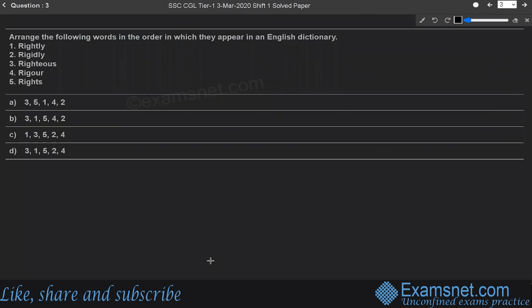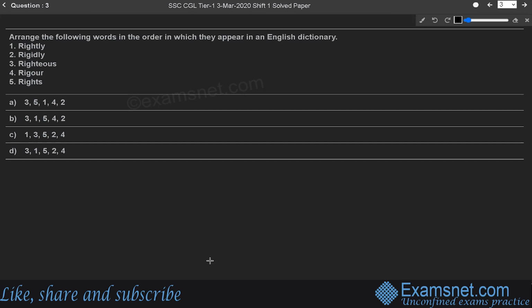Next question is, arrange the following words in the order in which they appear in an English dictionary. And the words are rightly, rigidly, righteous, rigor, and rights. So in an English dictionary, the words are arranged on the basis of their alphabetical order. So here also we have to use alphabetical order, means all the words will be arranged according to the alphabets that come first. So in simple words, we just have to arrange these words in ascending order.